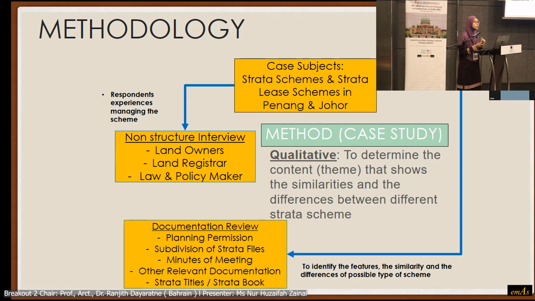We use a non-structured interview. Why? Because we want to get as much as possible of the respondents' experience for the case study, so that based on their experience, we can tell how they govern the units, and see the differences with how they govern the normal schemes and the lease schemes. Besides that, we also have a documentation review, such as planning permission, subdivision of strata files, minutes of meeting, and other relevant documents.